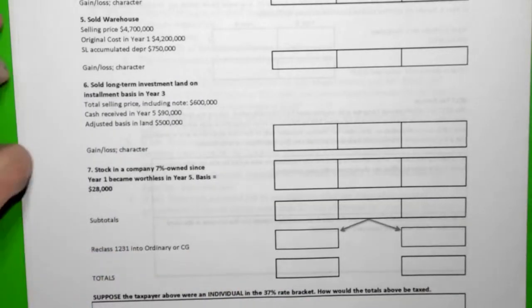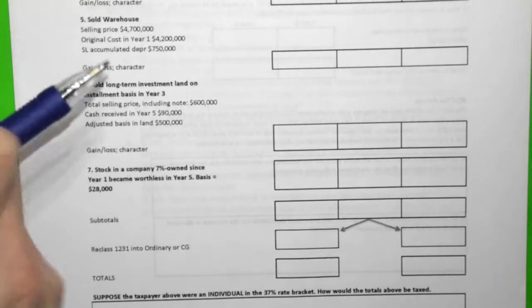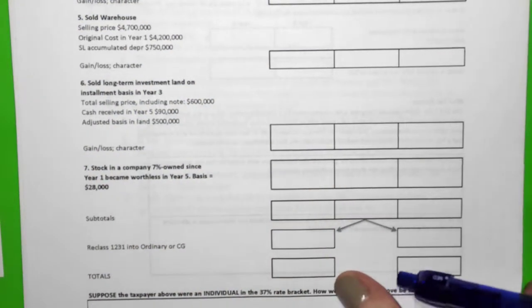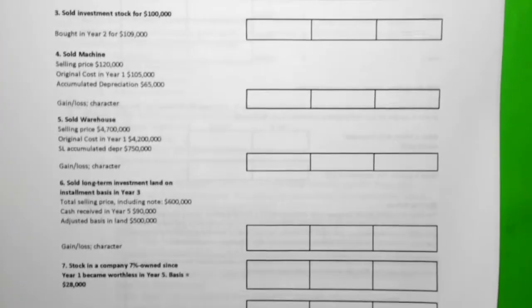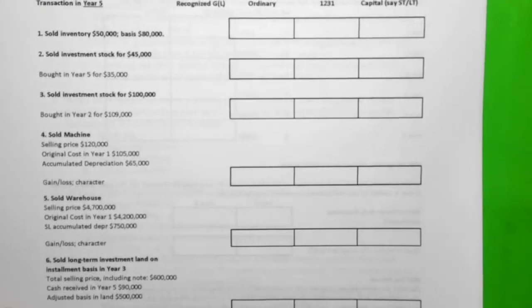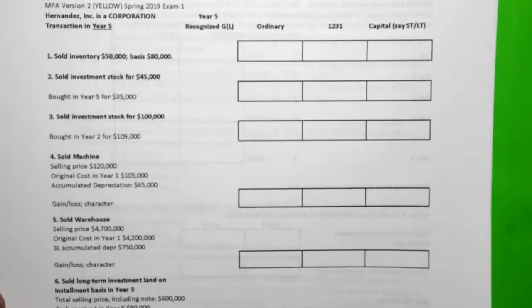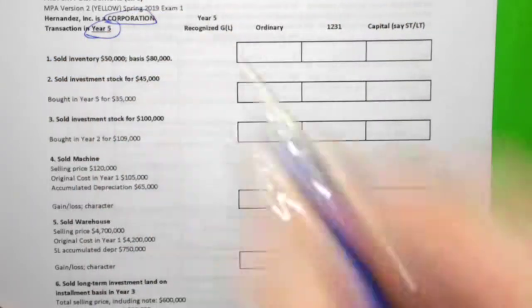Okay, then we have a property disposition problem, and we did one like it in class, and it was on the prior exam, but we've had a few changes to the law since then. Okay, so this is going to be a corporation, and we're doing year 5.